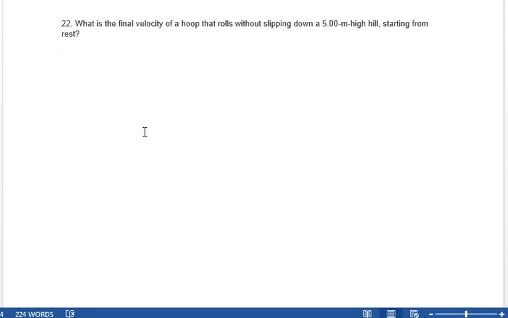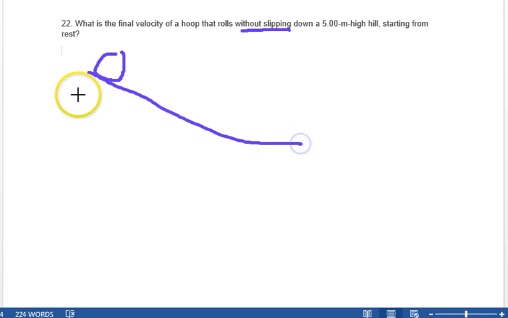Okay, so chapter 10, problem 22: what is the final velocity of a hoop that rolls without slipping down a 5-meter high hill starting from rest? So here are the important things. Well, without slipping is very important here. So our hoop starts off at the top of the hill and rolls down, right?